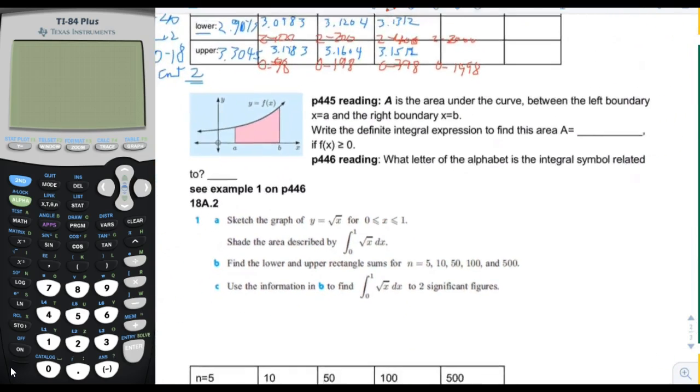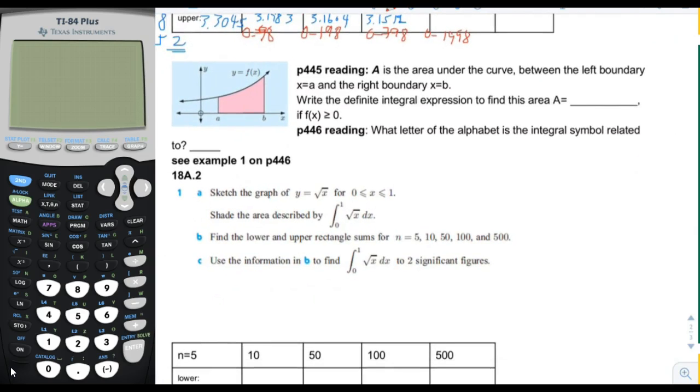Page 445. A is the area under the curve between the left boundary x equals a and the right boundary x equals b. Write the definite integral expression to find this area. So here we are. It's the definite integral from a to b of the function f of x. And this works if f of x is always bigger than 0.